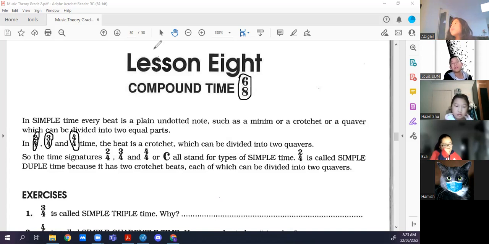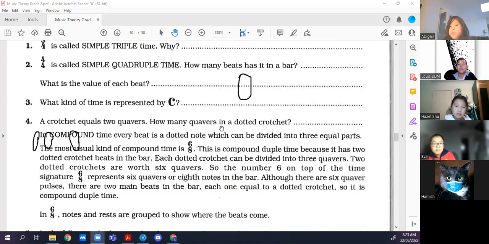So what's the difference between simple time and compound time? Well, in simple time, every single beat is just a plain crotchet or quaver or minim or something. But in compound time, the beat division is a little more complicated. So let me just tell you, for starters, that in 6/8 time, you don't group your notes in quavers. However, you have to group your notes in dotted crotchets. Let me explain.